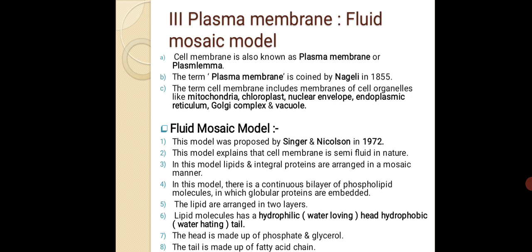Then next, fluid mosaic model. This model was proposed by Singer and Nicolson in 1972. This model explains that the cell membrane is semi-fluid in nature. In this model, lipids and integral proteins are arranged in a mosaic manner. There is a continuous bilayer of phospholipid molecules in which globular proteins are embedded. The lipids are arranged in two layers.